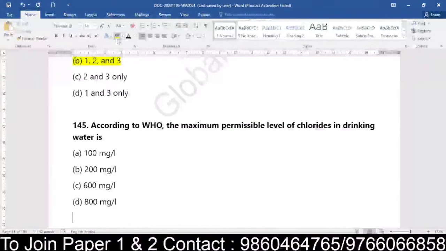Waiting for everyone's answer to find out the permissible limit. The permissible limit of chloride in drinking water is basically 200 mg per liter. Okay, the right answer is 200 mg.